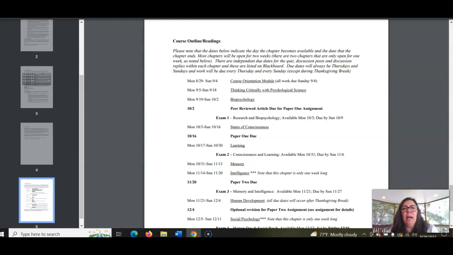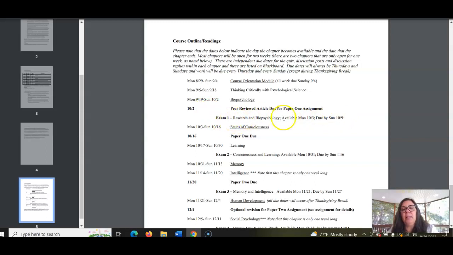Right, so you can see the different chapters and when they open and close. You'll also see in bold when something else outside the chapters is due. So you have an article that you need to submit to me for paper 1 by October 2nd. You have an exam that opens on October 3rd and closes on October 9th.